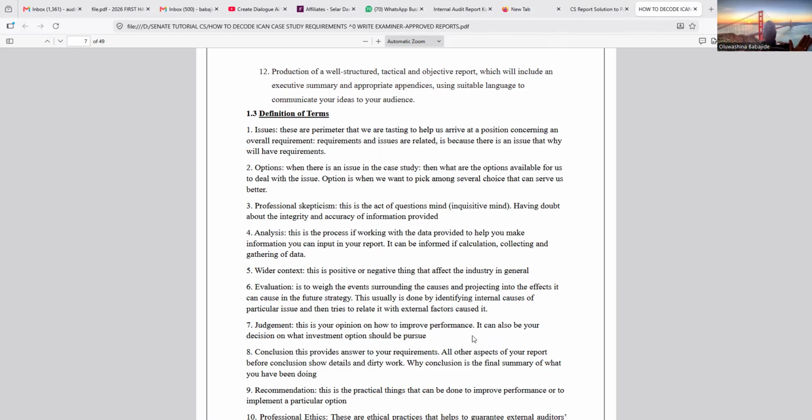I'm going to show you what an issue is, and you'll be able to address it yourself. Unethical things are issues. Bribery is an issue. Creative accounting is an issue. You analyze it. Even when you see a lot of borrowing, there are also issues. A lot of payables, there are also issues. When you also see a lot of receivables, there are also issues. But how it comes out depends on the way you treat it. Then another one is options. When there is an issue in the case study, what are the options available for us to deal with it?